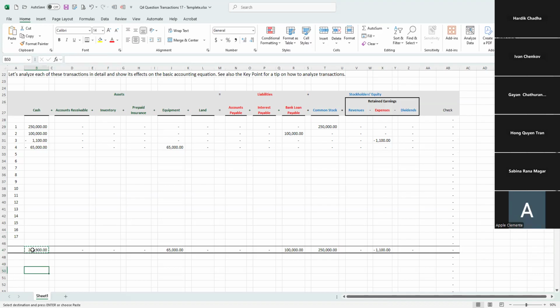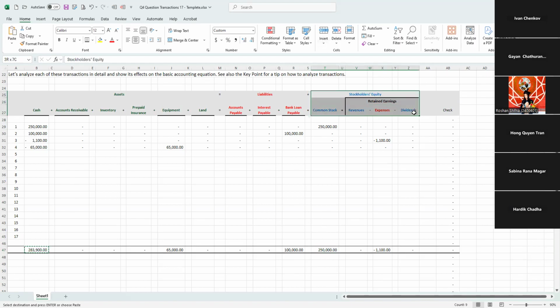So what do I have at this point? I have $283,900 cash, $65,000 equipment. I have to pay the bank $100,000. $250 belongs to the owner, and I have expense of $1,100, which obviously is going to reduce equity because it's part of the equity here. Am I in balance? Yes, I am.